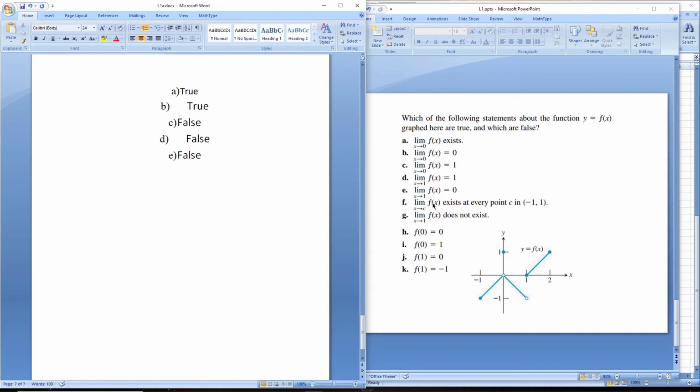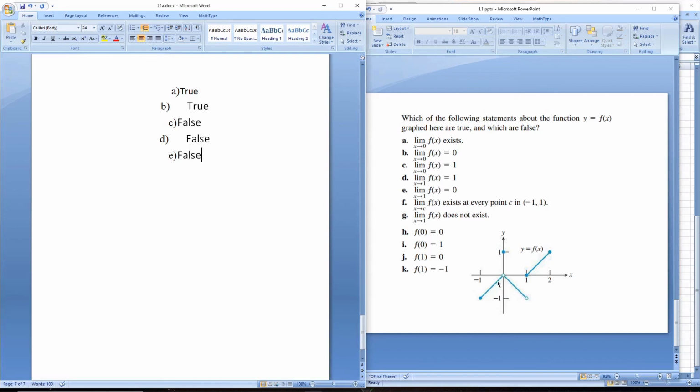Let's check out F. They're saying the limit at any number C exists at every point C in this open interval of -1 to +1. So here we are, here's -1, and here's +1. So they're asking us, in this interval from -1 to +1, so the function is this line here, jumps to this point here, and it comes down here again. Does every point here have a limit?